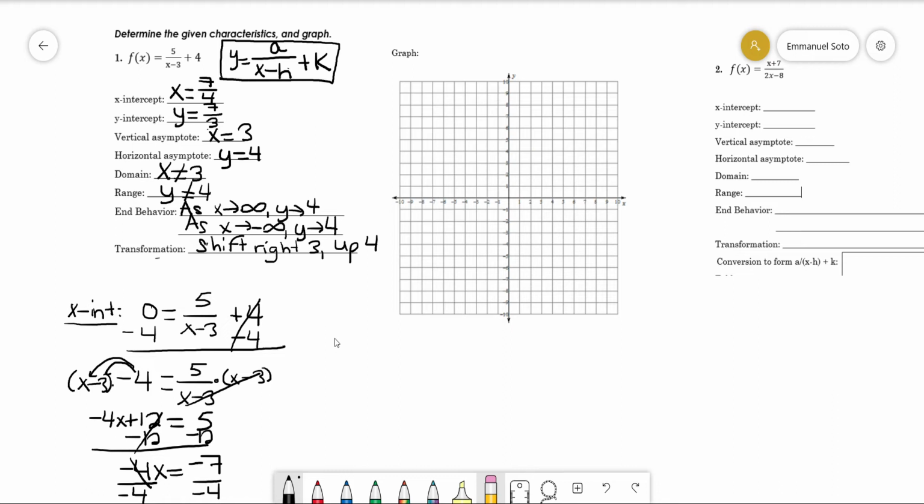Alright, so let's go ahead and graph our x-intercept, which is 7 over 4. 4 goes into 7 once, and then you have a remainder of 3 over 4. So this is almost 2. 7 over 3: 3 goes into 7 twice, with a remainder of 1, so 2 and 1 over 3. So this is over 2. So let's go ahead and graph these two. We have 1 and 3/4, which is pretty close to 2. 2 and 1/3 is a little over 2.